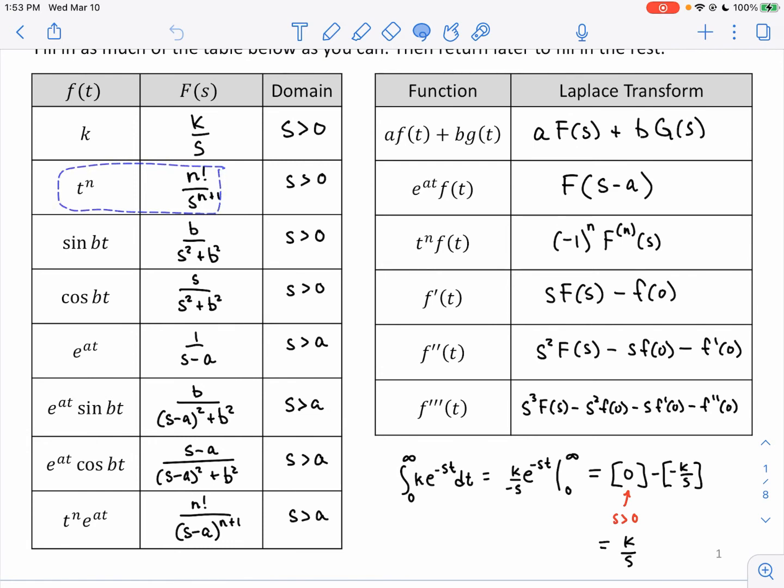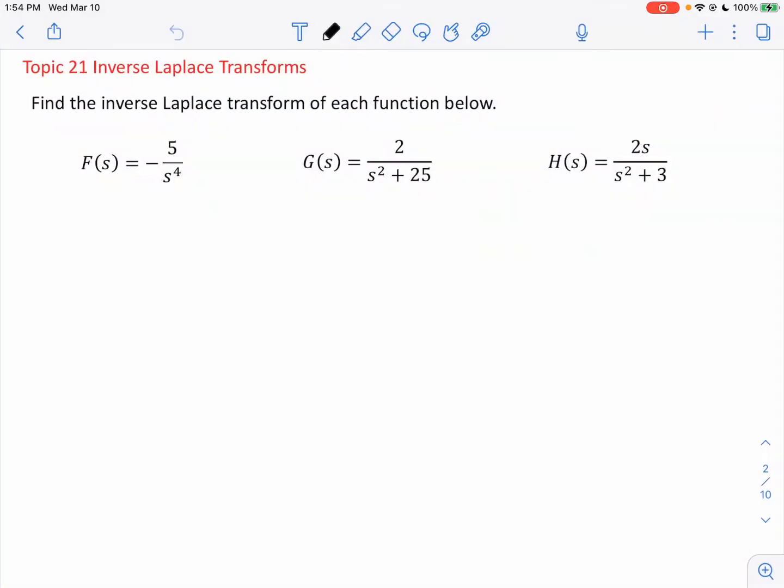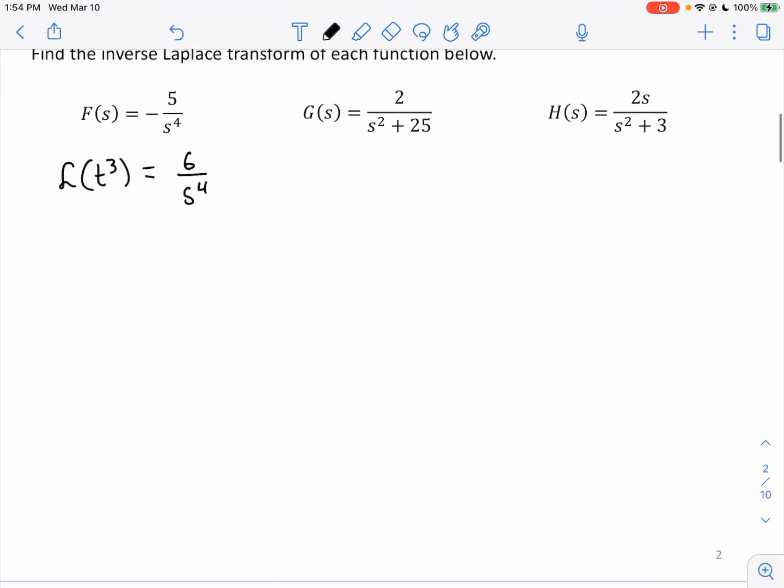And so what we want is a 3 factorial up top over an s to the 4th, and that would be the Laplace transform of t cubed, t to the 3rd power. So we know that the Laplace transform of t cubed will give us 6 over s to the fourth. Well, I'm trying to do an inverse of negative 5 over s to the fourth. So I'm going to reconstruct this a little bit.